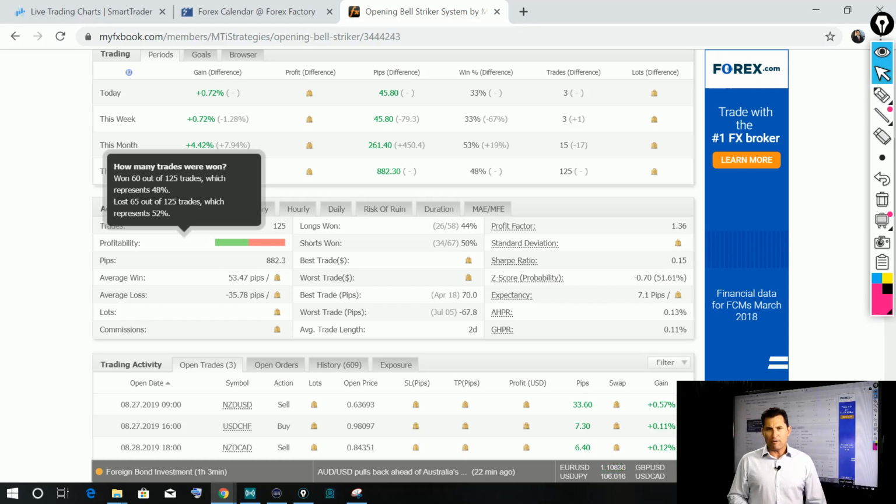60 out of 125. What is the percentage? That is a 48% strike rate. That means that we are successful 48% of the time. If you take 100 trades, we've only been positive on 48 trades.